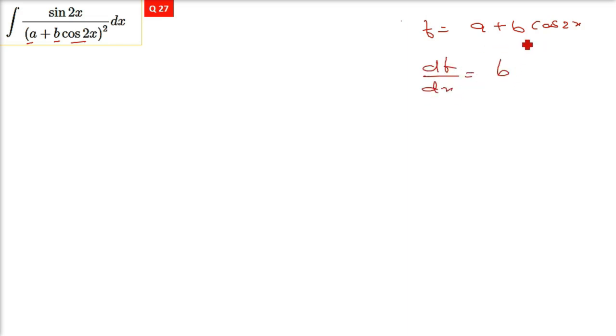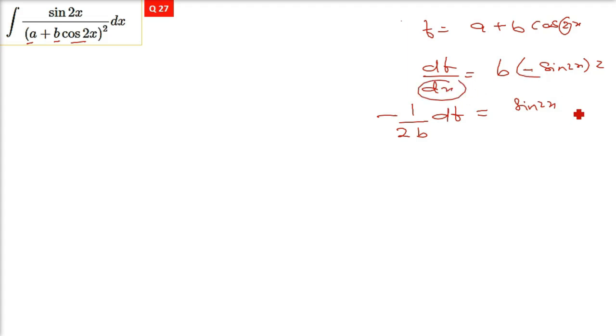dt by dx will be equal to, now differentiate both the sides, b into sin 2x with negative sign and 2, since the differentiation of 2x will be 2. So dt, with negative 1 by 2b brought to the left-hand side, equals sin 2x dx on the right-hand side. Now this sin 2x dx is already in the numerator. So this integration will become negative 1 by 2b, which I am bringing in front of the integration sign, times dt divided by t square.